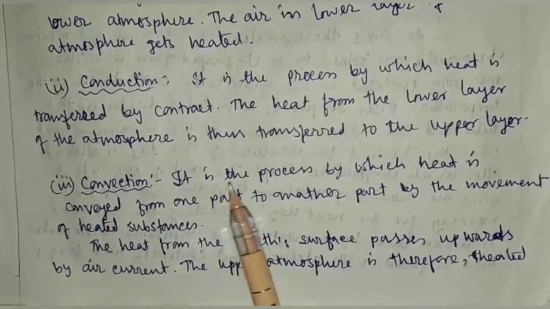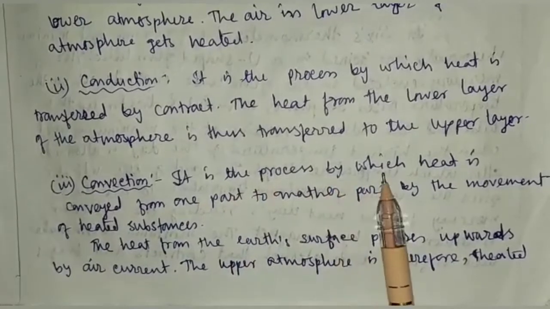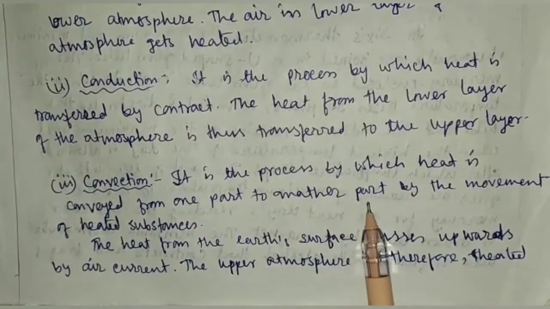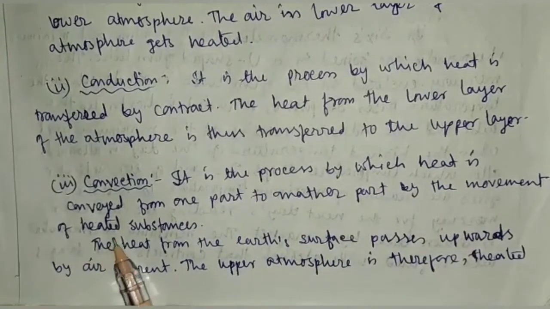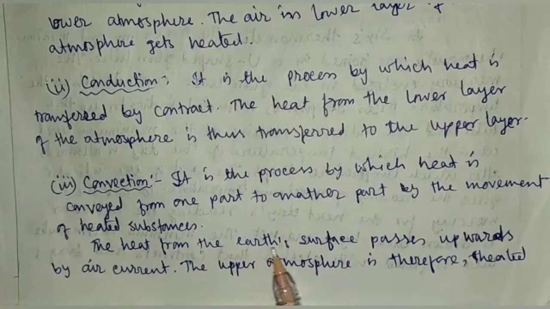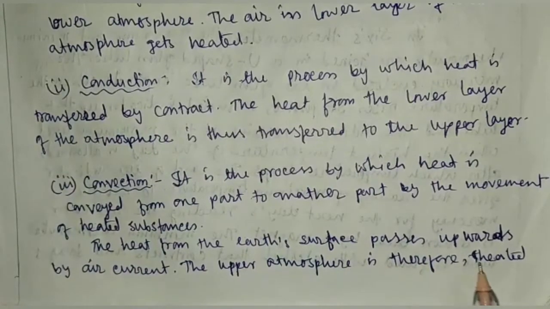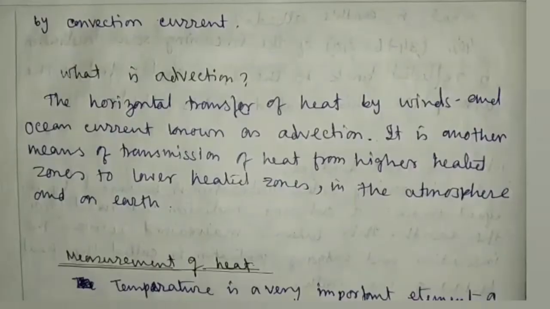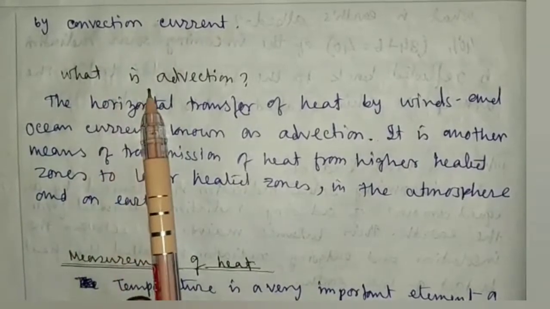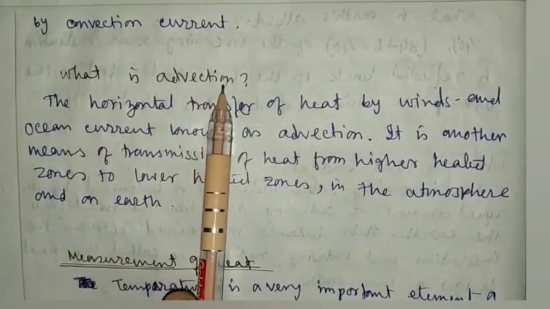Convection. It is the process by which heat is conveyed from one part to another by the movement of heated substances. The heat from the Earth's surface passes upward by air currents. The upper atmosphere is therefore heated by the convection current.